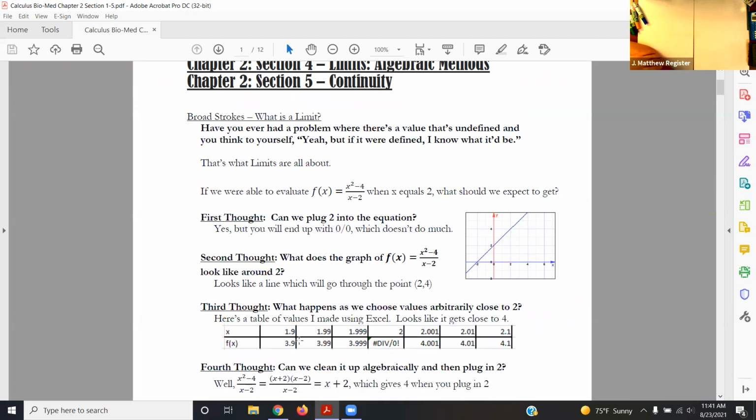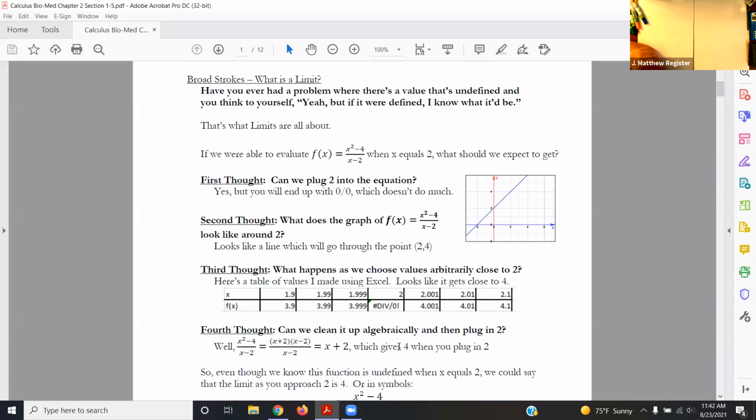We can then do a table of values. And so here's a simple table of values. At 1.9, we get 3.9. At 1.99, we get 3.99. As we continue at 2.001, we get 4.001. It really looks like at 2, we should be getting something very close to 4.